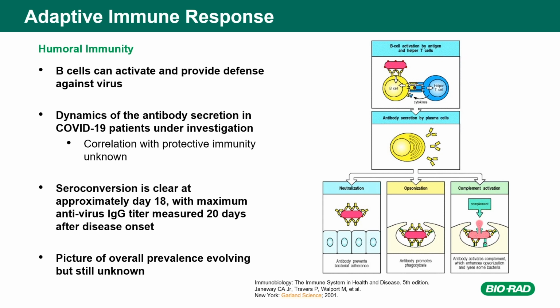The dynamics of the antibody secretion in COVID-19 patients is under very broad investigation. However, the correlation with protective immunity still remains unknown. Seroconversion is clear at approximately day 18, with the maximum antivirus IgG titer measured 20 days after disease onset. The picture of overall prevalence is evolving, but still unknown. However, recent data is indicating a higher prevalence of infection than indicated by standard RNA testing.